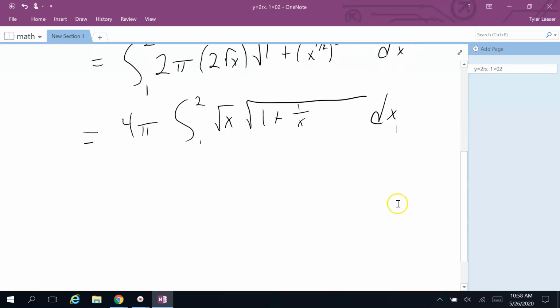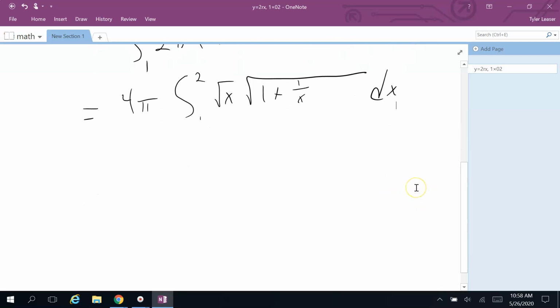Okay, this is a little trick that we're going to see quite a lot, and especially these, is that whenever you have 2 square roots together, you can just multiply the insides of those square roots together. So basically, we're just going to distribute this x inside of this square root. So when you multiply square roots together, you just multiply the insides. So we still have the 4 pi, we still have the integral from 1 to 2, but now combining these square roots and distributing the x, x times 1 is x, times 1 over x is just 1.